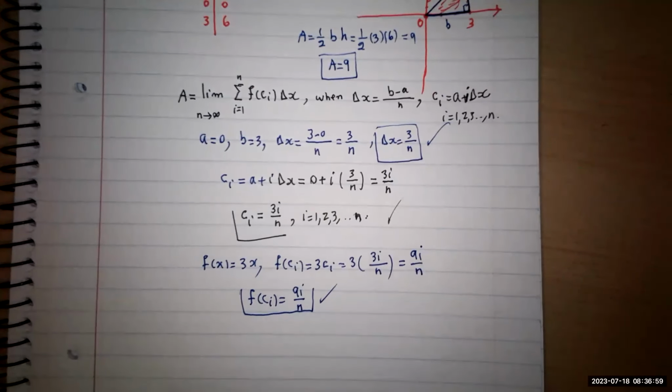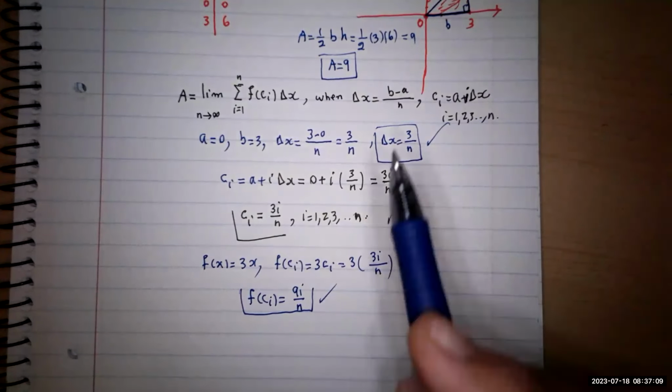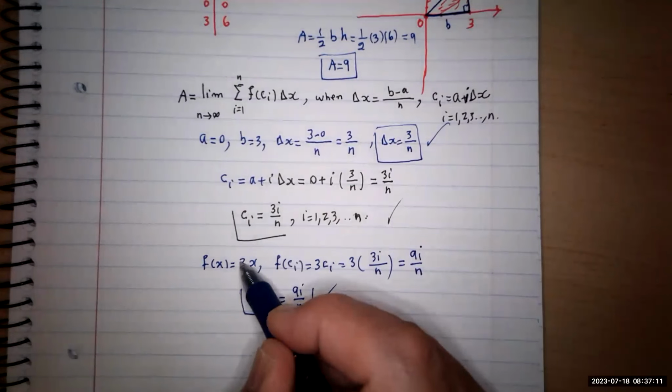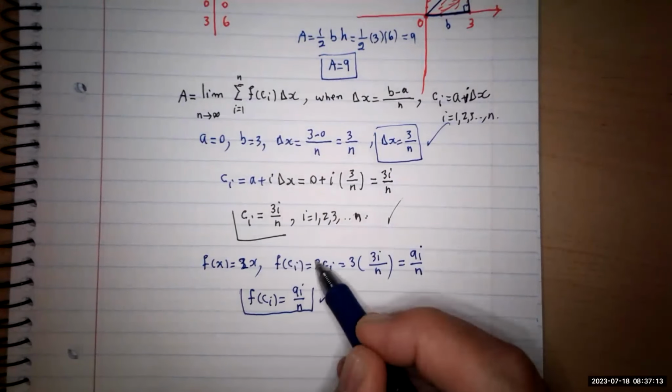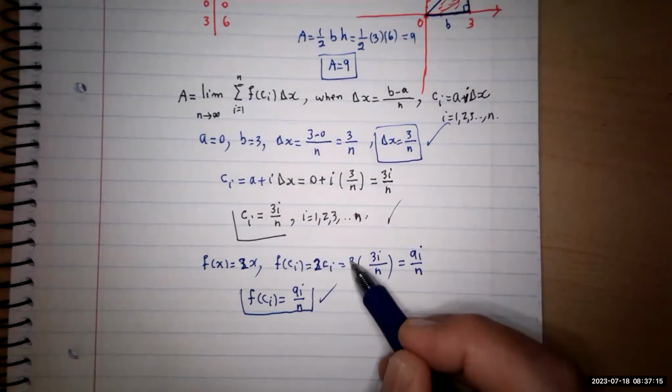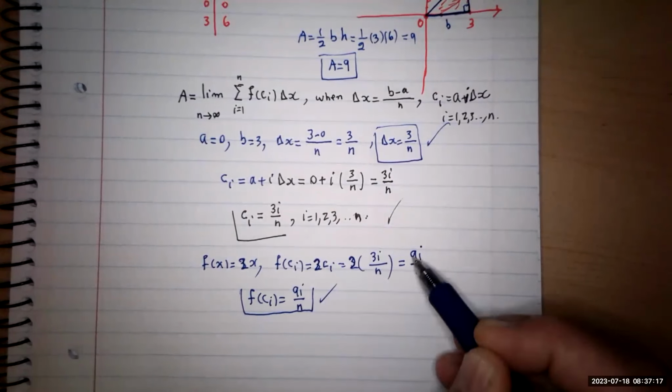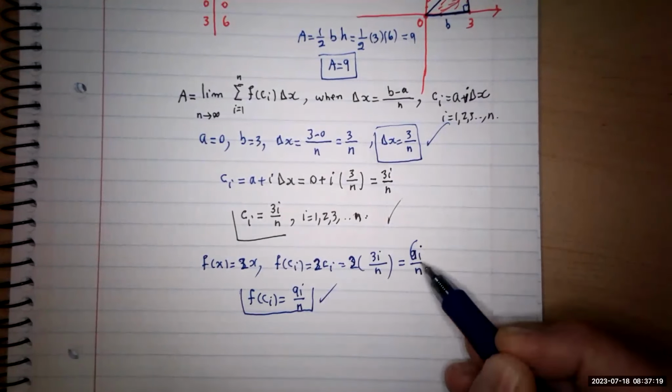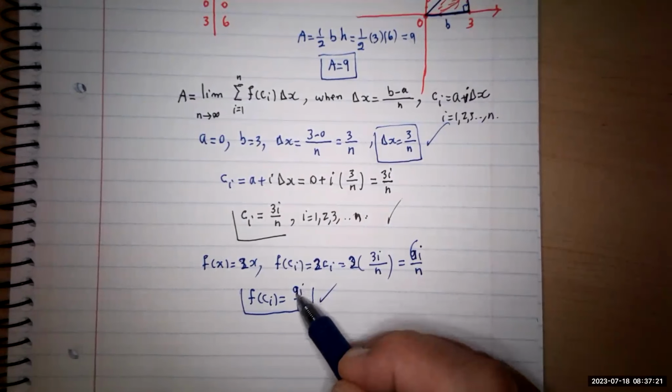Any question? Yes. Where did you get the 3 from? The f of x? I thought it was 2x. Oh, is it 2? Okay, we change it to the 2. So thank you. That's a 2. So this would be 6i, thanks.